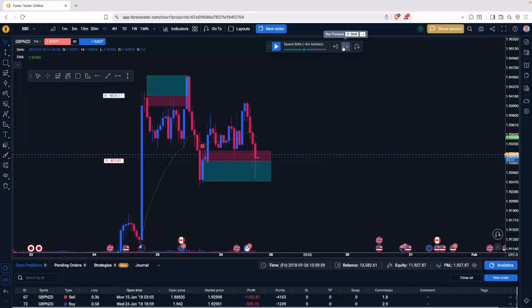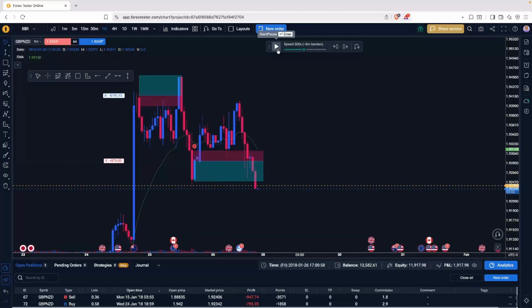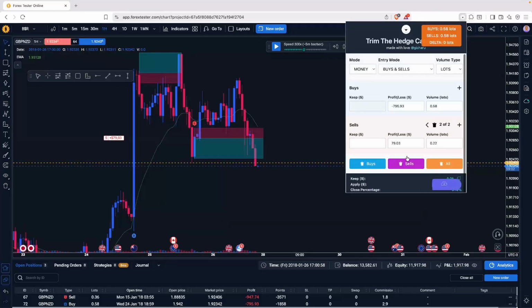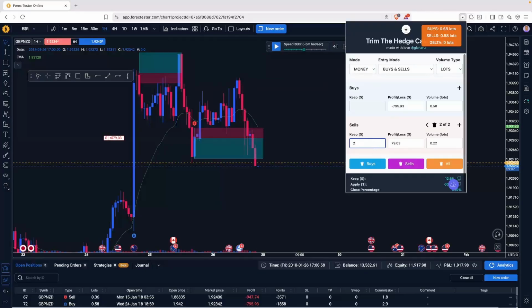Otherwise, let's see, maybe this next candle would get to the low. Couldn't pause it in time. Nice. Yeah. So let's just see how we could trim this, keeping a quarter of 75. If you can remember, I explained why I'm using a quarter.